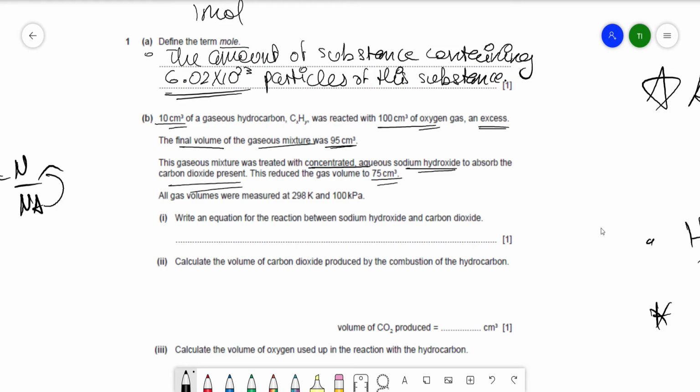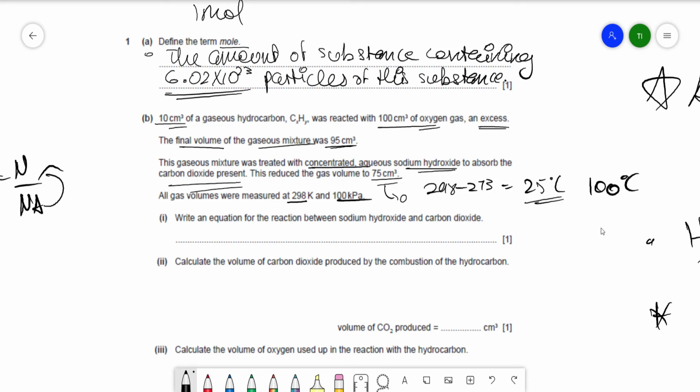Anyway, all gas volumes are measured at 298 kelvins and 100 kPa, right? So what is 298 kelvins? How would you convert? It's 298 minus 273, which is 25 degrees Celsius. So at 25 degrees Celsius, water is in liquid form because its boiling point is 100 degrees Celsius. So this is purely oxygen, the excess oxygen.